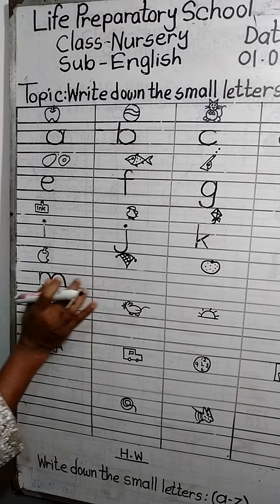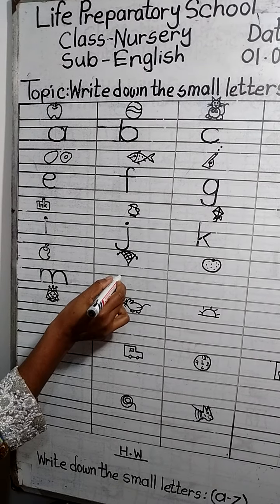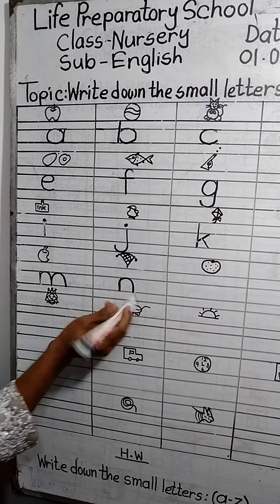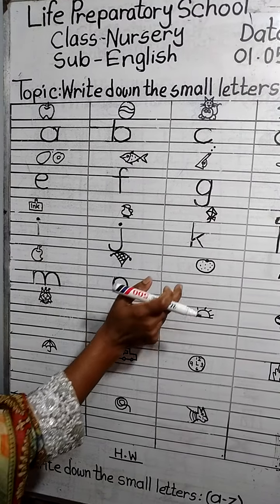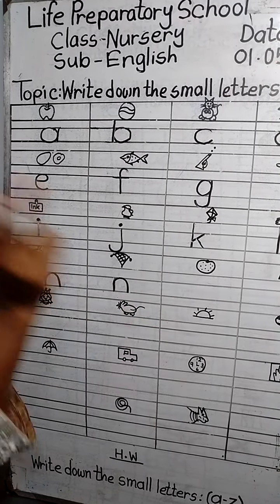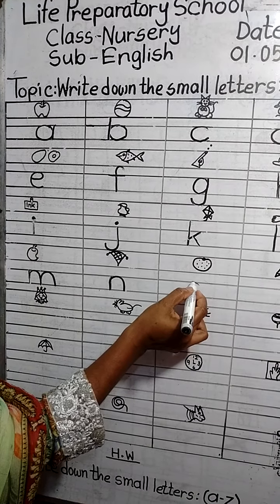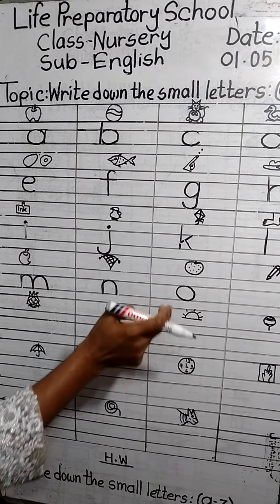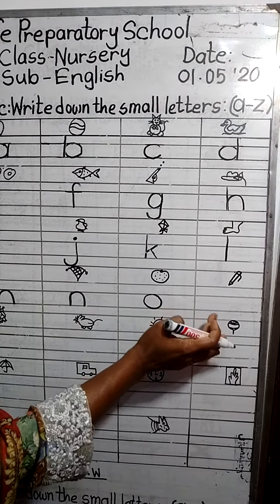M, after that N. Small letter N is in the middle row. I will write small letter N here. What is this letter? This letter is small letter N. N, after that O. Small letter O will always be in the middle row. I will draw a circle in the middle row. This is small letter O. O, after that P. Small letter P, which row, everybody, do you know?